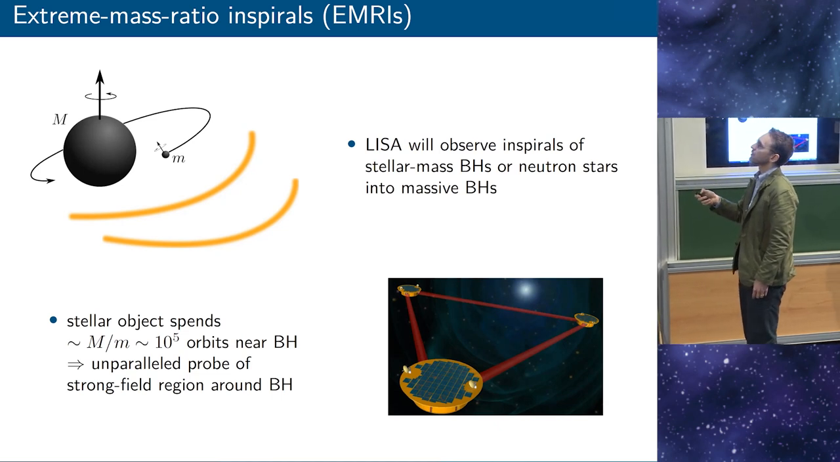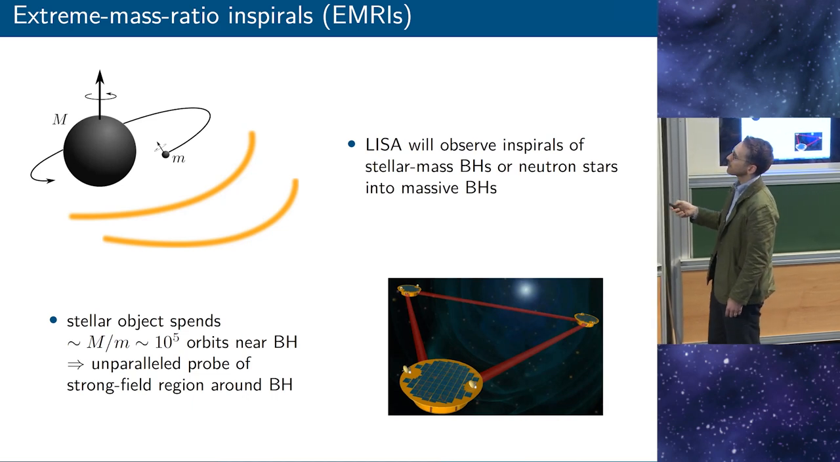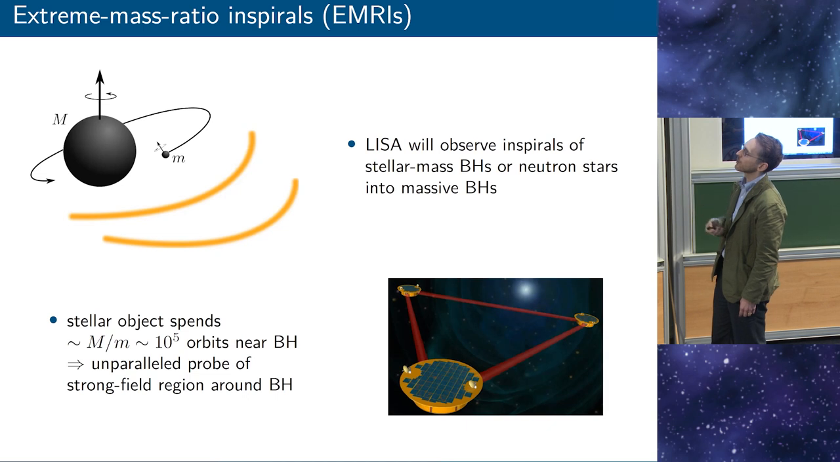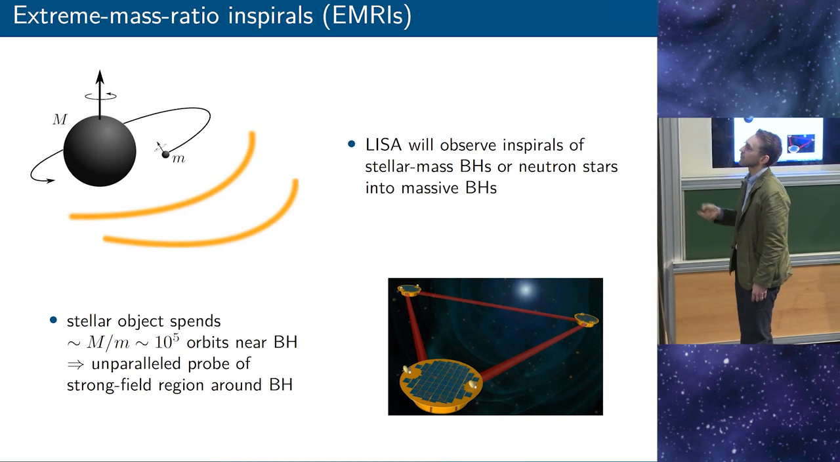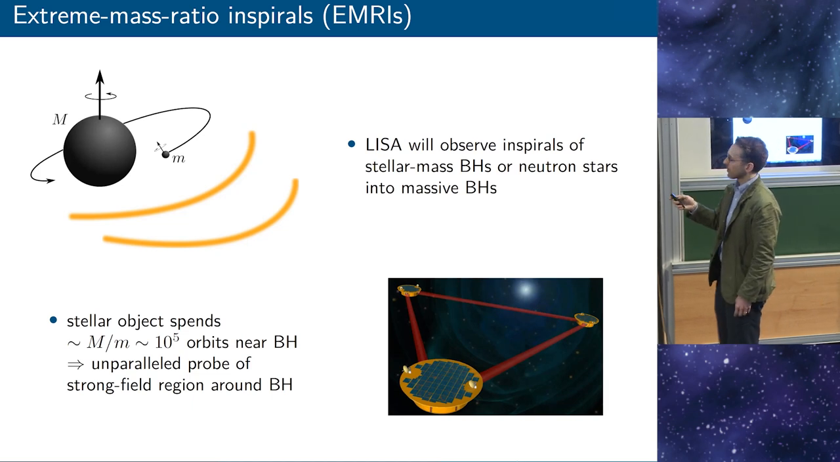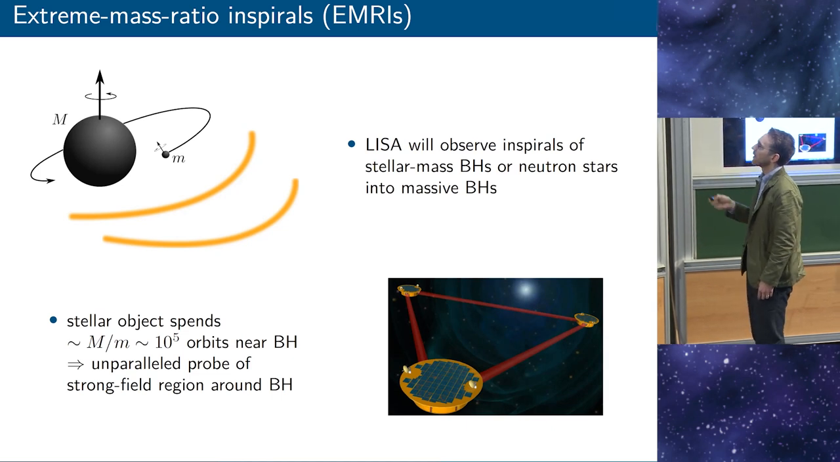These are going to be important signals for LISA and other space-based detectors because they emit in the millihertz regime. And the small object does many thousands, tens of thousands, hundreds of thousands of orbits very close to the big black hole. The orbits are typically very complicated, so you get a very precise probe of the regime of strong gravity near the large black hole. You get a lot of information about fundamental physics and astrophysics, a lot of unique information that's typically much more precise than other systems. Okay, but I don't want to focus on EMRIs in this talk.